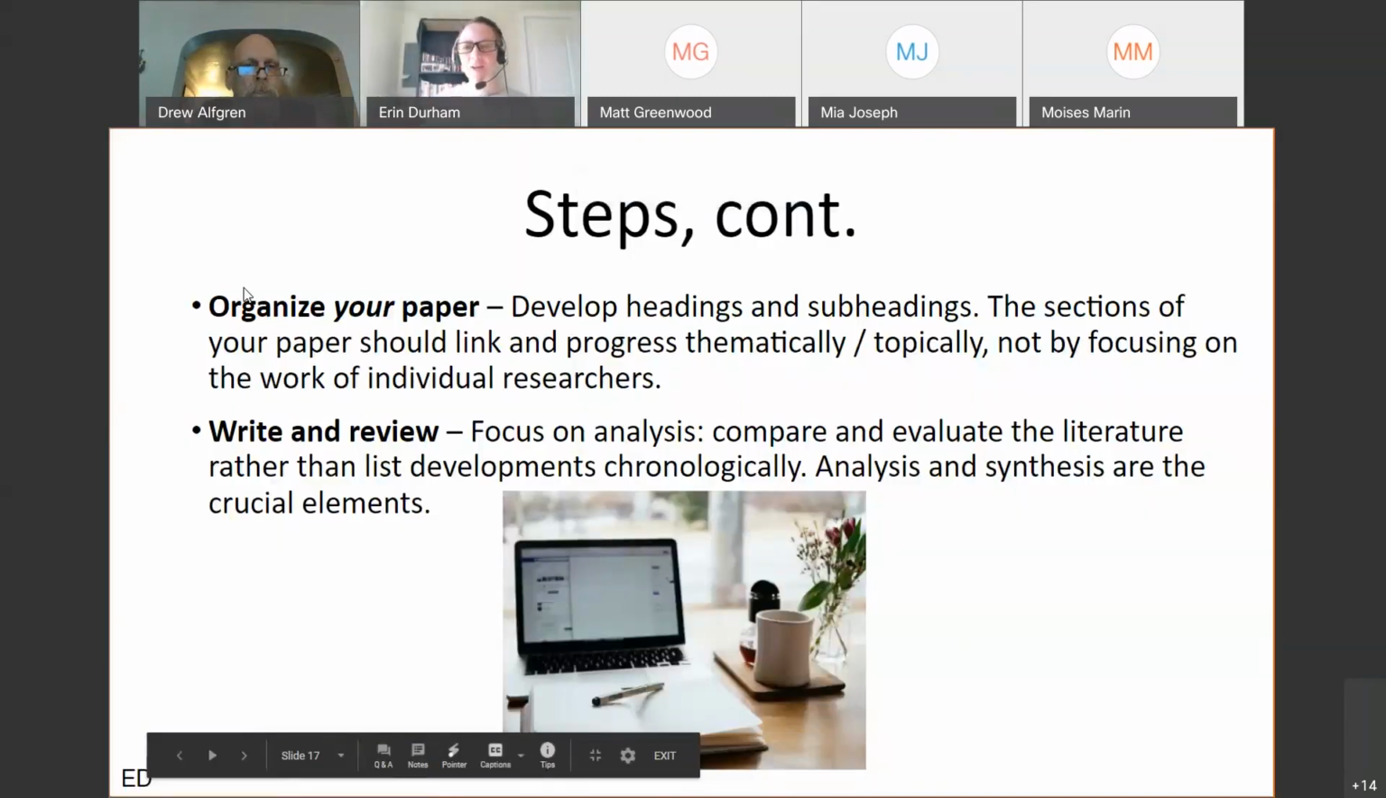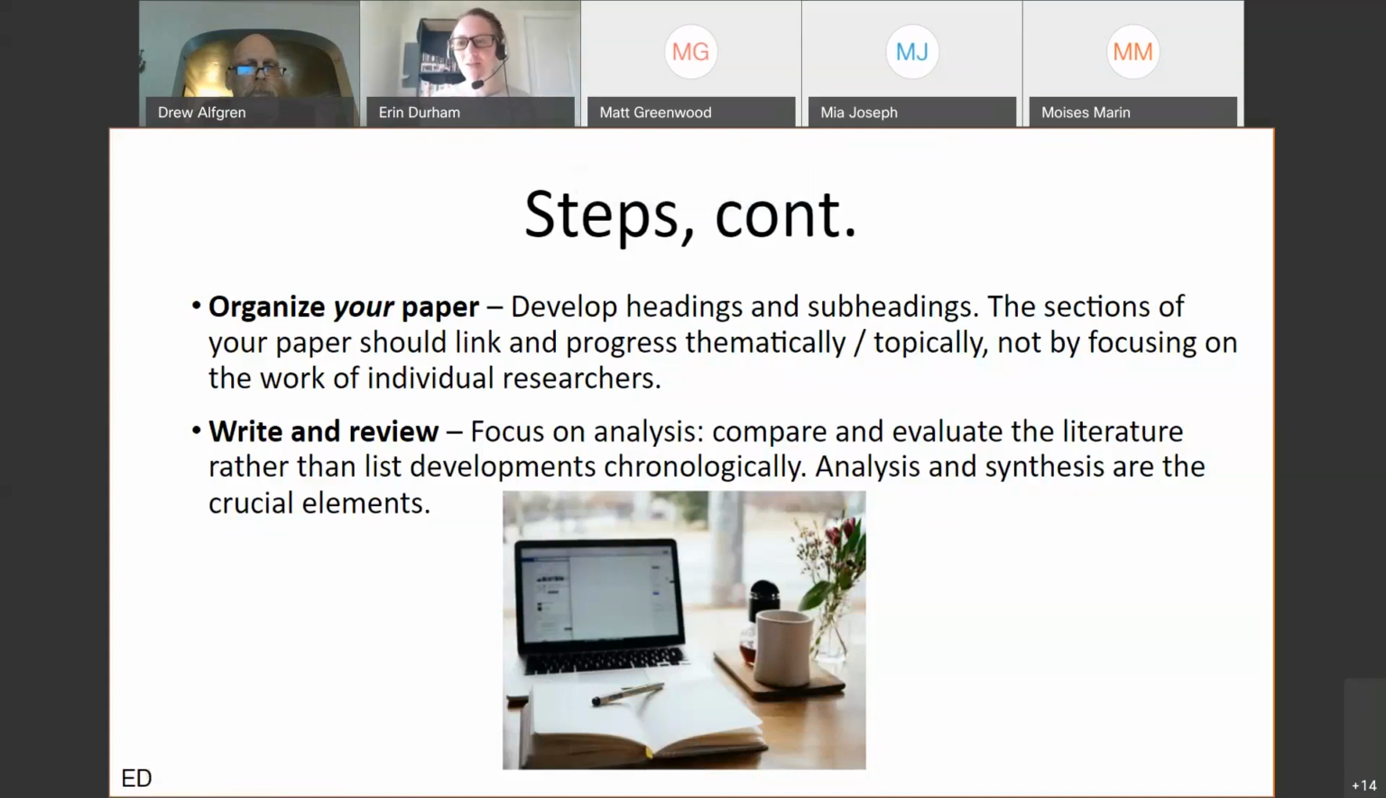And then finally, you will spend time writing. I always find it helpful to have an outline of the points I want to make. And then you're going to be discussing how the scholars are in conversation with each other and how your work fills gaps in the literature.